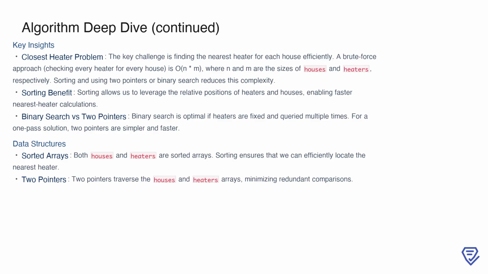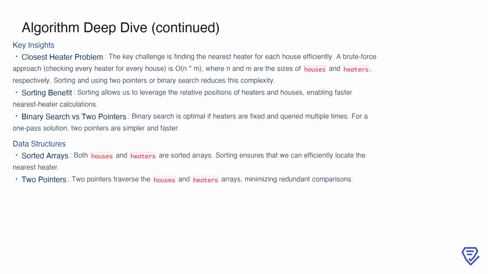A naive approach, where we compare every house to every heater, results in a time complexity of O(n*m), which is impractical for large inputs. However, by sorting the houses and heaters lists, we can leverage their relative positions to reduce the complexity. Sorting enables us to use either binary search or the two-pointer technique to quickly locate the nearest heater.